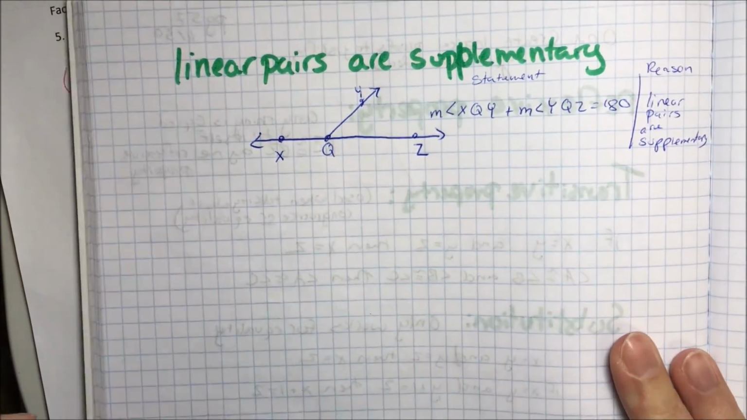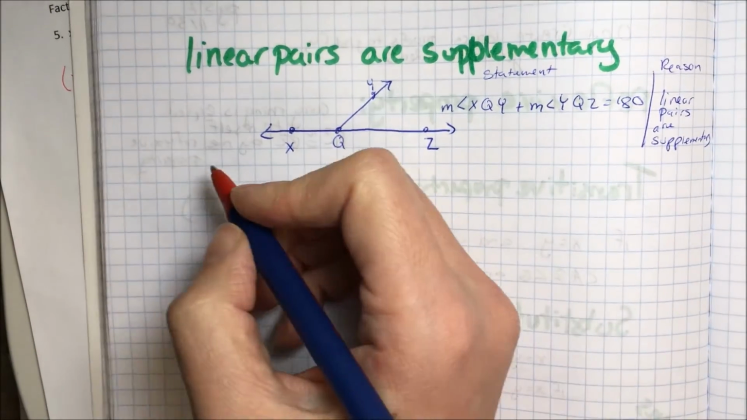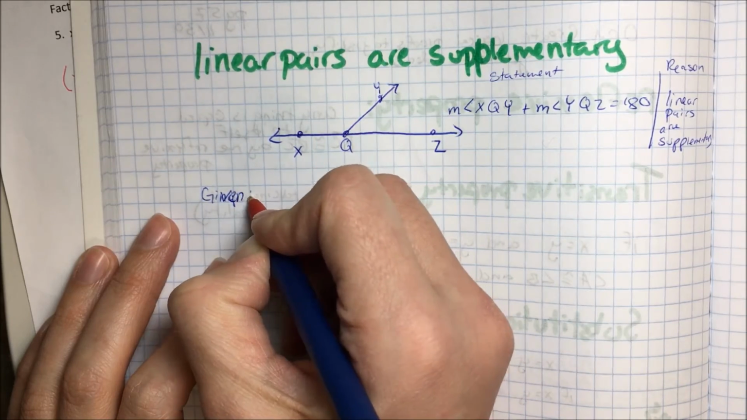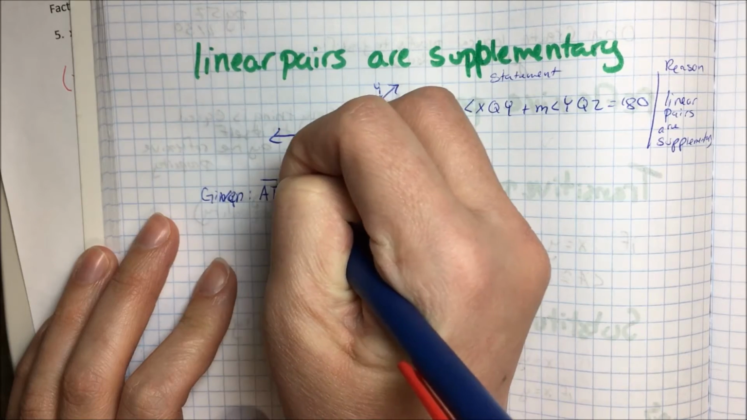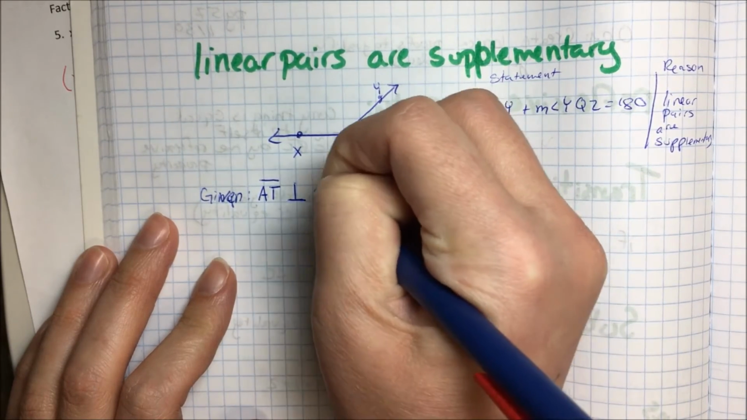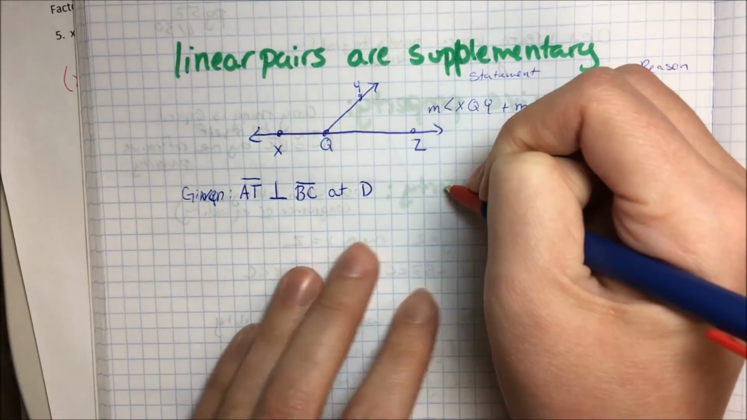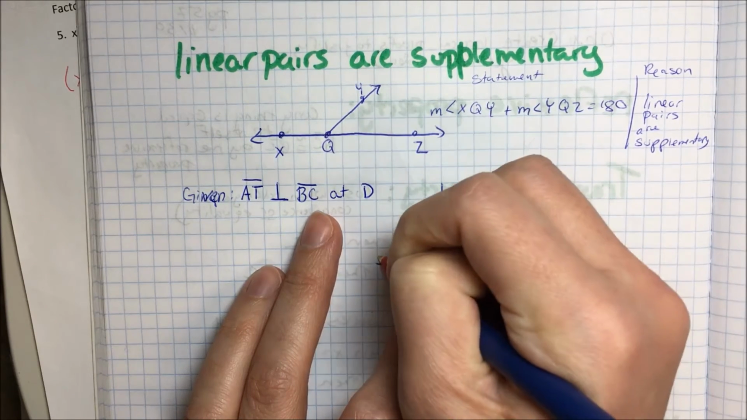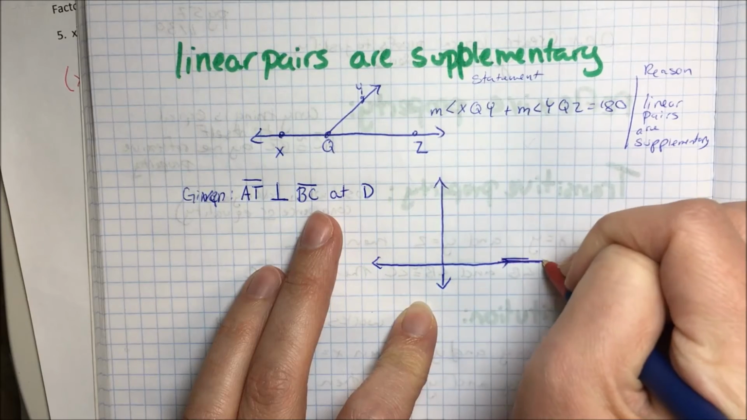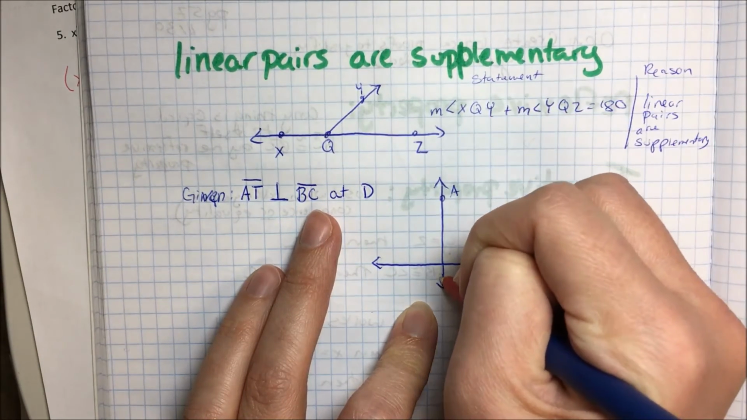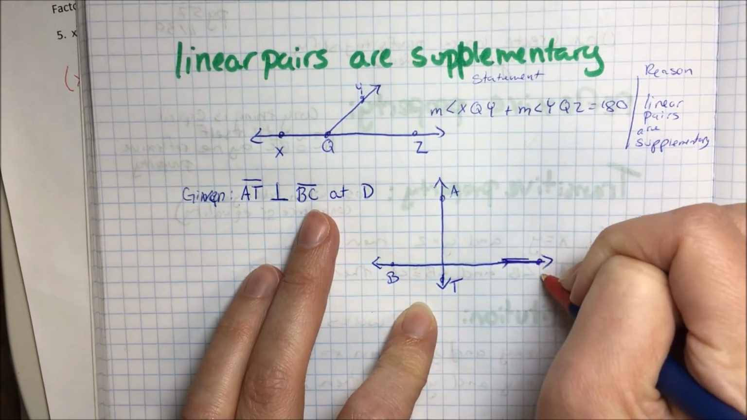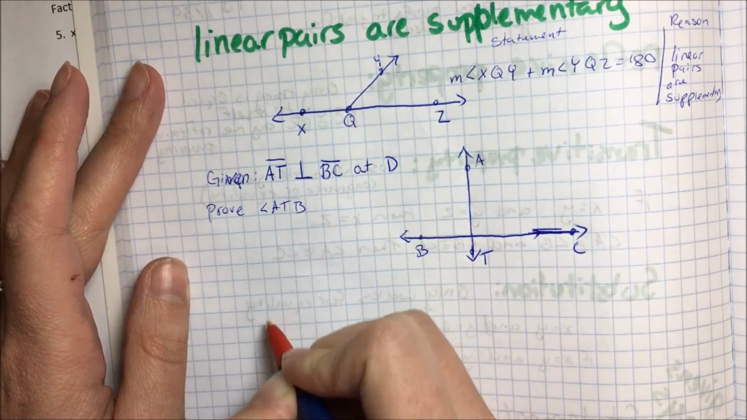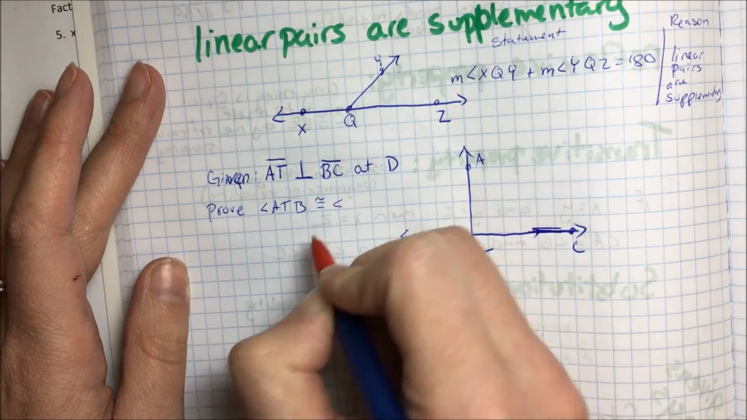Okay, so something kind of neat happens here, and this is how we're going to prove that all right angles are congruent. So here's the idea. I'm going to be given that AT is perpendicular to BC at D. So I'm going to draw this picture. Okay, and I want to prove the angle ATB is congruent to angle ATC.